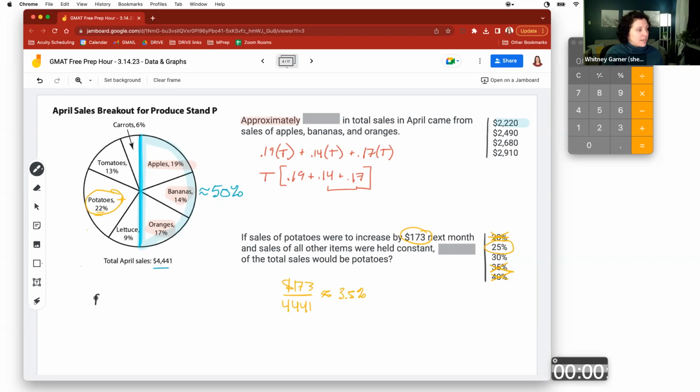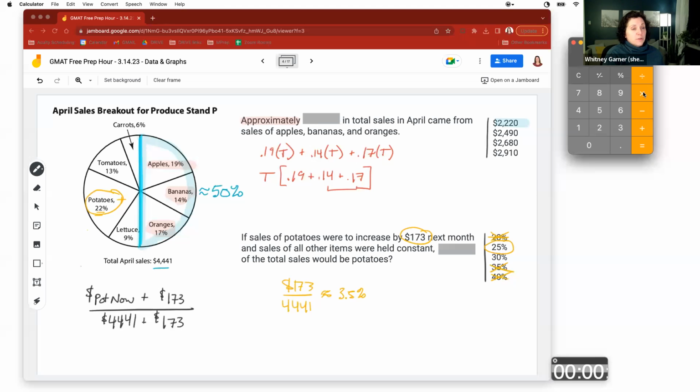Now, if we did want to solve this formally, we'd need to say, okay, I need potatoes now plus the $173 that we're going to add to potatoes. So this will be whatever dollar amount the potatoes are now, and I'm going to put that over the 4,441 plus that 173. To figure out potatoes now, I would take 22% of 4,441, and then I'm going to add the 173 to it while it's already in my calculator.